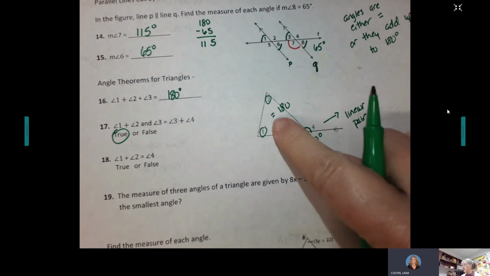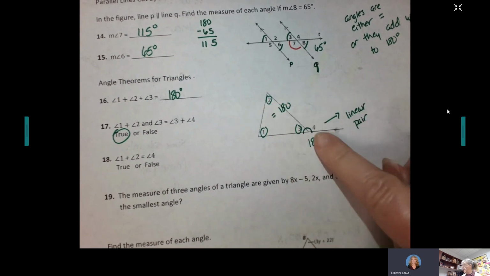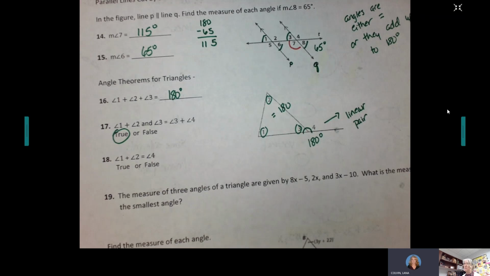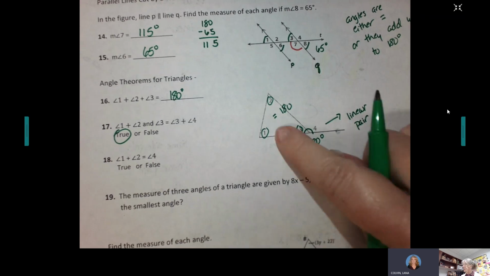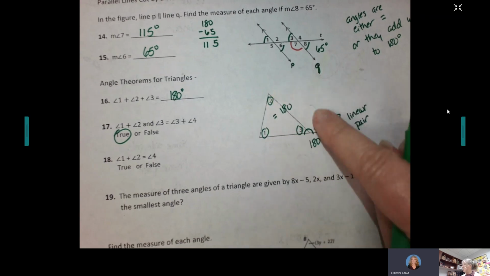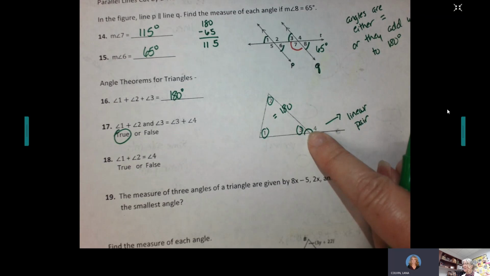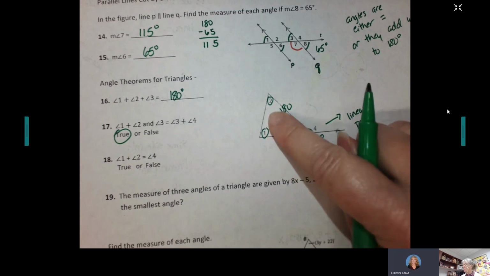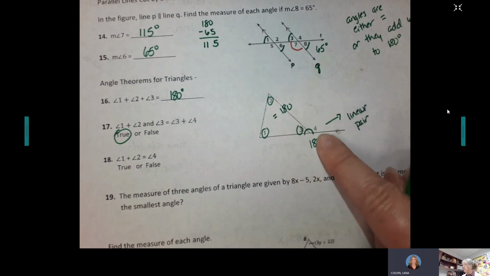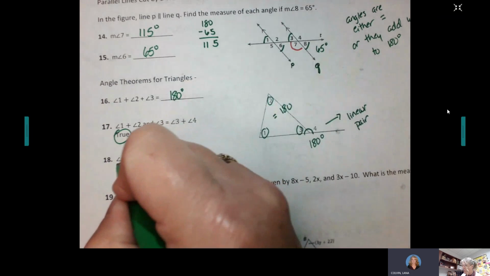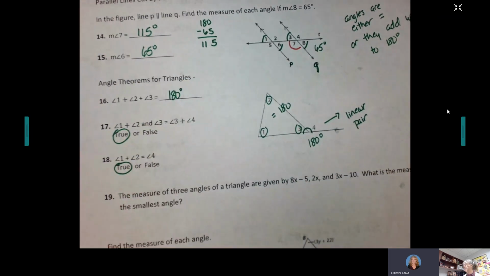And then number 18, 1 and 2 equals 4. Is that true? Remote interiors equals an exterior. Didn't we just talk about that? 2 remote interiors equals an exterior. That is true.